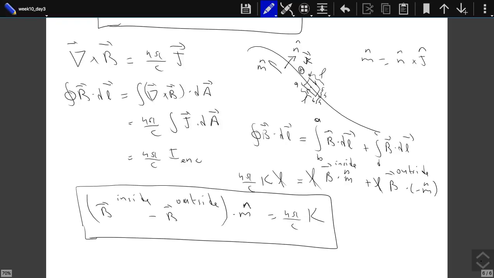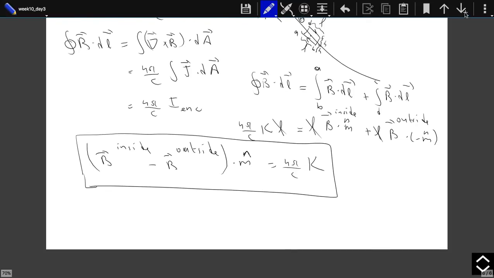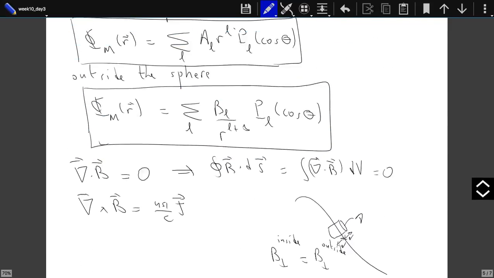But in this case, the current running through this area is 0. So the jump in B in this direction would be 0. So this is the only jump in B. Only the component of B in the direction of M makes a jump. In any other direction, it doesn't change. So this is true for any surface current, not necessarily our rotating sphere. So let's go back to our problem of the rotating sphere.